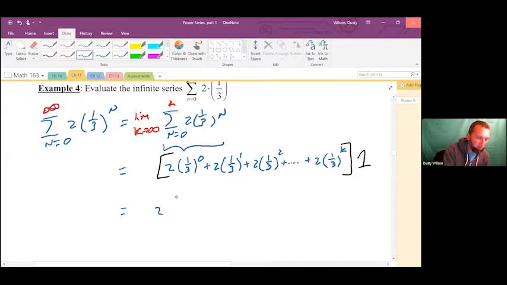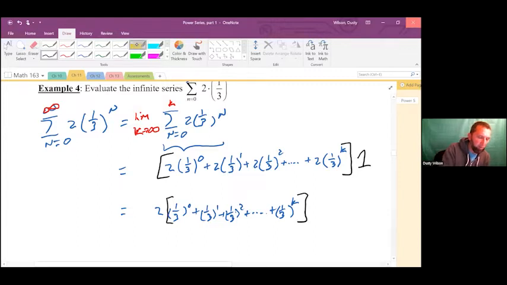So I have 2, and then 1/3 to the 0, plus 1/3 to the 1, plus 1/3 to the 2, plus dot dot dot, plus 1/3 to the k.